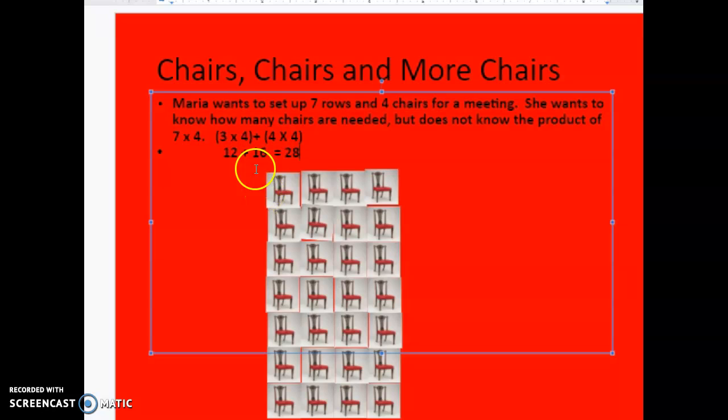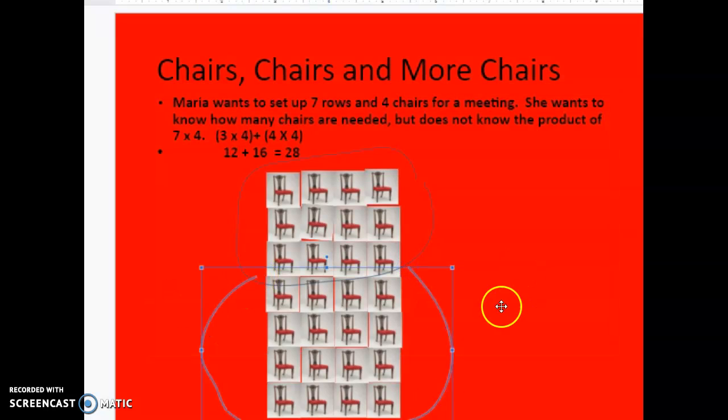So again, if I looked at this array, I'm going to be breaking it down, and I'm going to go ahead and draw it around. 3 times 4 is one of my arrays, and then I'm going to have another array that is 4 times 4. So you can see how this sentence relates to the way I broke the array up.